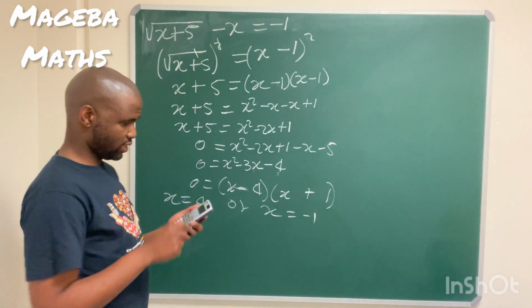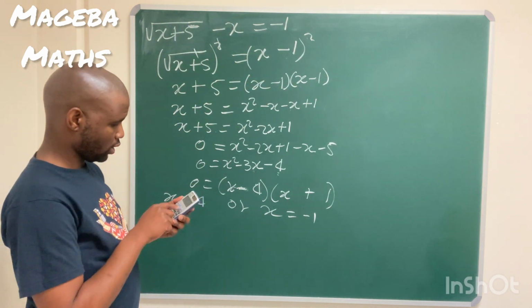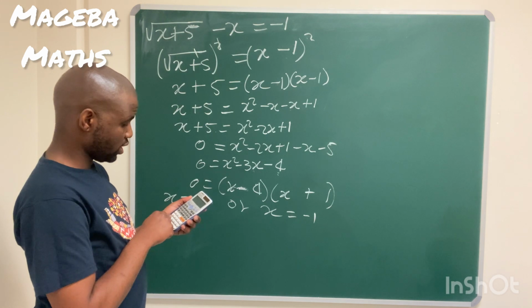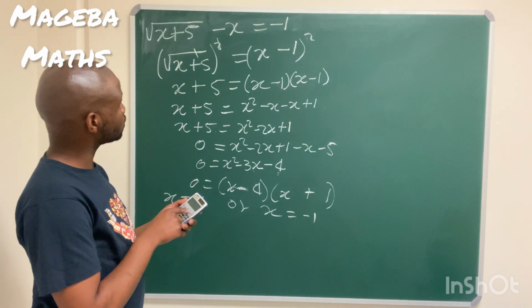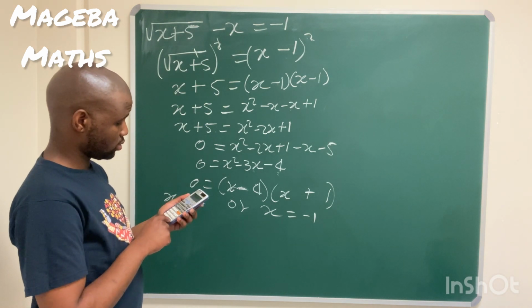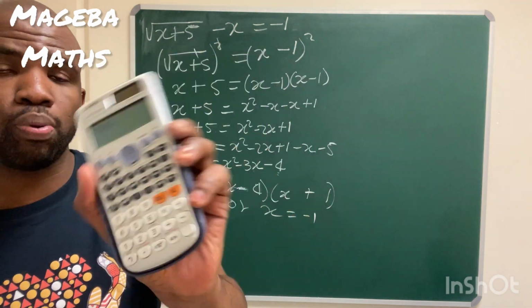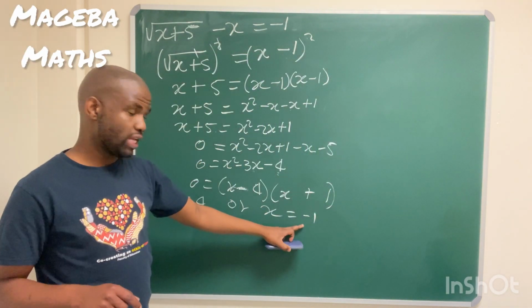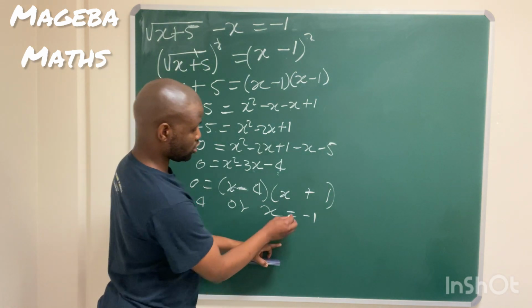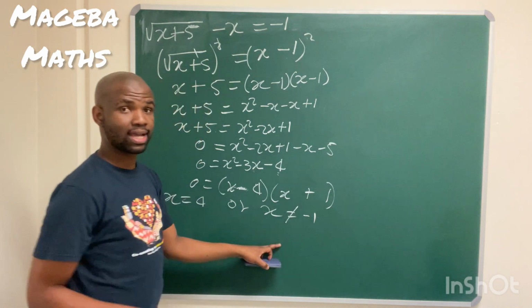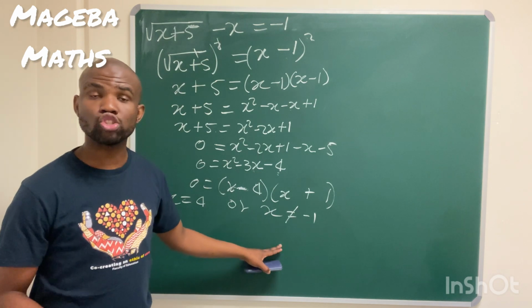Now let's check negative 1. On your calculator, just put negative 1 where there is x. You see, it gives us positive 1, so negative 1 is not a solution. So you must cancel it, guys, like this, showing that it's not a solution.